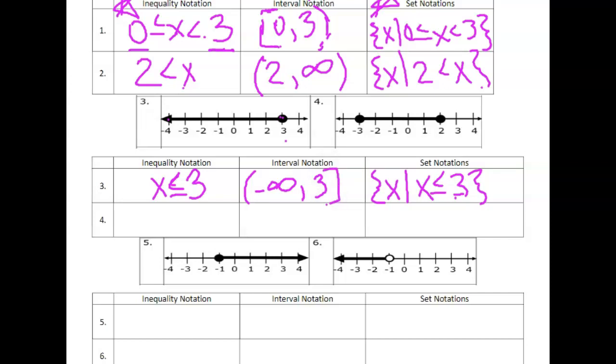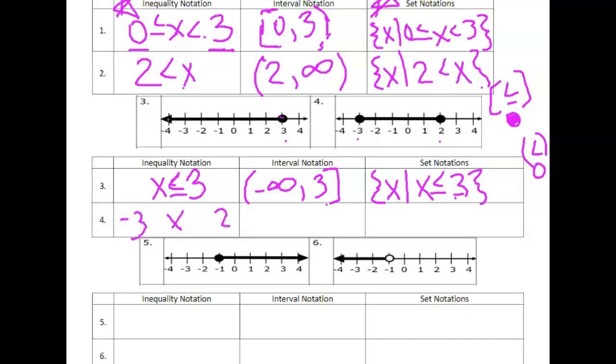It might help you to remember that the less than or equal to sign goes with closed points and brackets. The less than sign goes with open points and parentheses. So that might help you remember. And then the last one that I want to do with you until you try some on your own is number 4. So on number 4, my boundaries are -3 and 2.